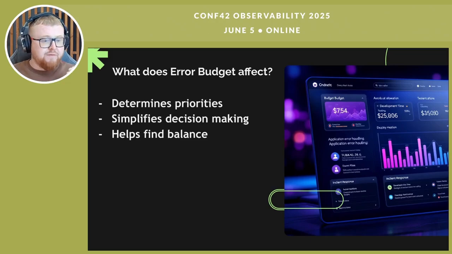What does error budget affect? First, it determines priorities. If error budget is almost exhausted, the implementation of new features is frozen, and the team focuses on solving problems. Therefore, error budget can be used as part of sprint planning and to avoid chaotic switching between tasks. Second, it simplifies decision making. For example, you can explain to business that implementing a risky feature now is a direct path to violating your SLA. And third, it helps find balance. If error budget is not exhausted, the team can safely experiment with new features without fear of breaking production.